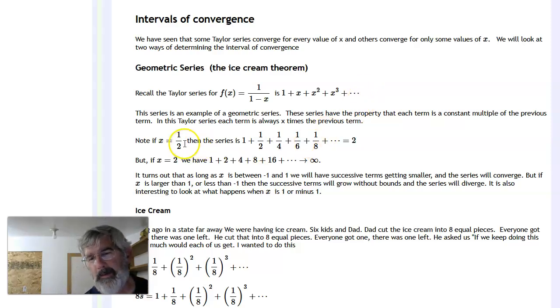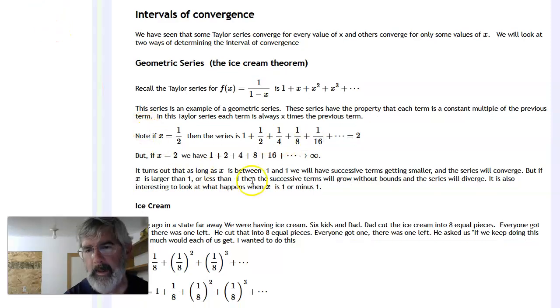So notice if x is, say, a half, the series looks like 1 plus a half plus a quarter. Let me try doing this again. Yeah, that looks better. I can do powers of 2: 2, 4, 8, 16. So 1 plus a half plus a quarter plus an eighth plus a 16th. If you keep adding those up, it adds up to 2.